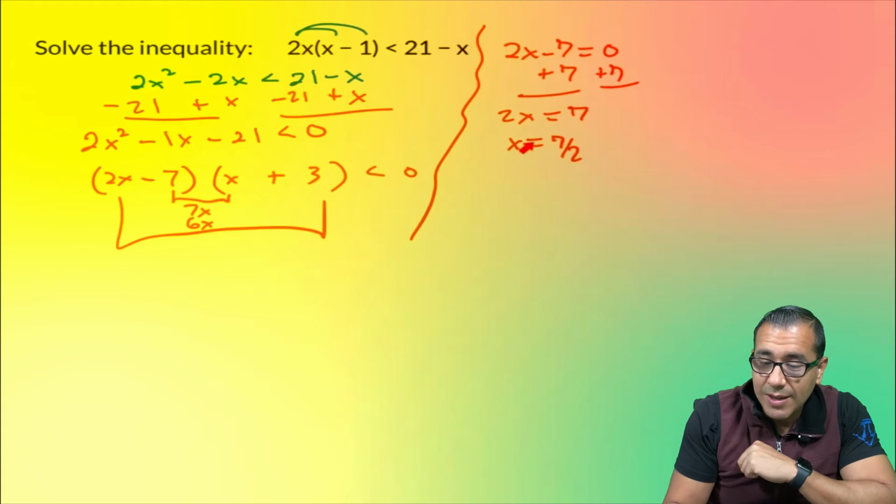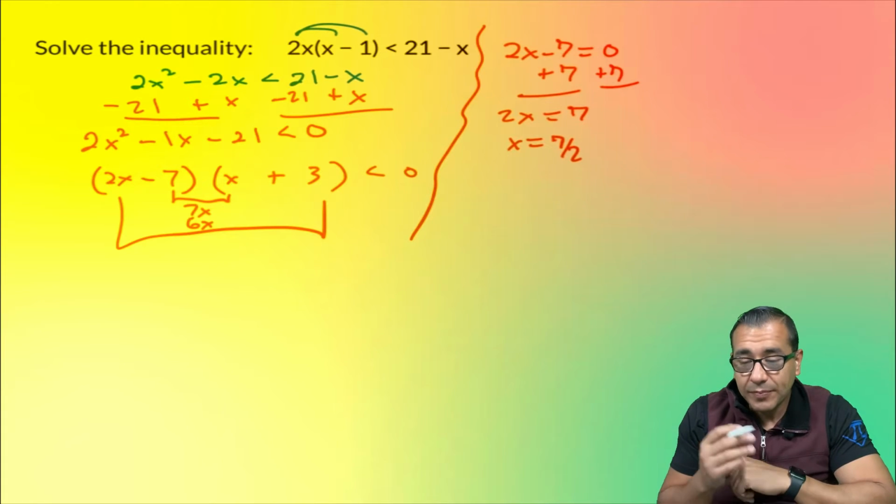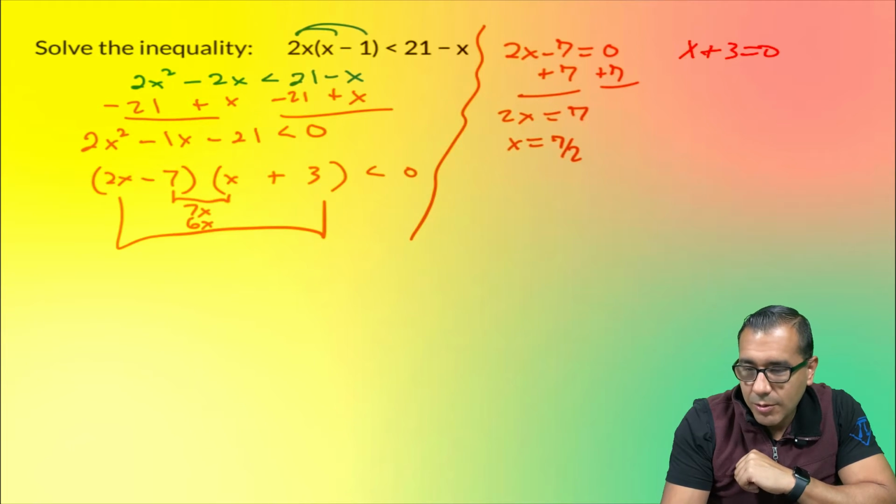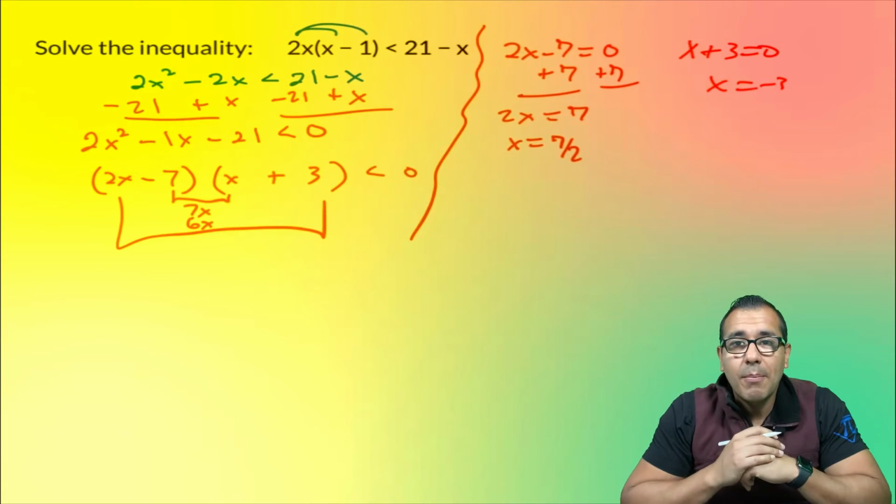So one of them is going to be 7/2, right? We get 3.5. The other one's much easier. x plus 3 equals 0. Subtract 3 from both sides and you get -3. So those are my boundary points.